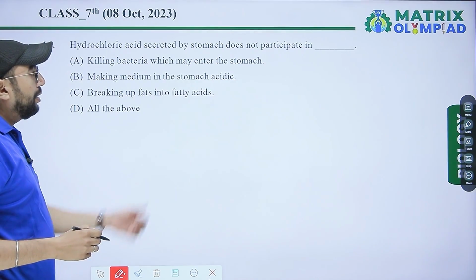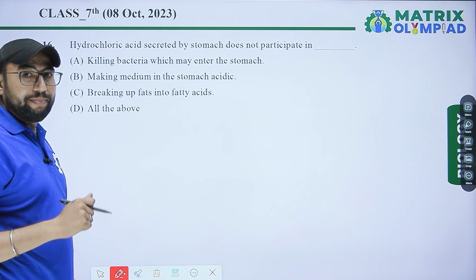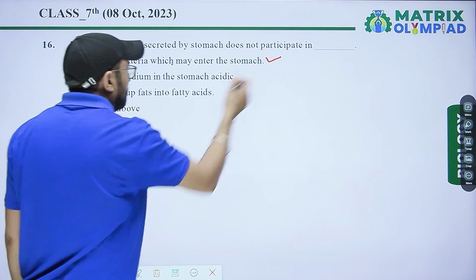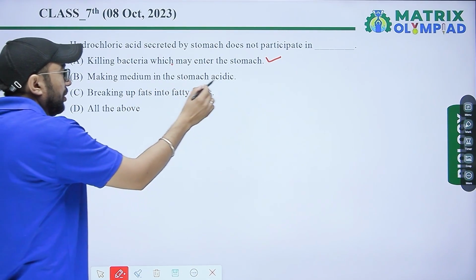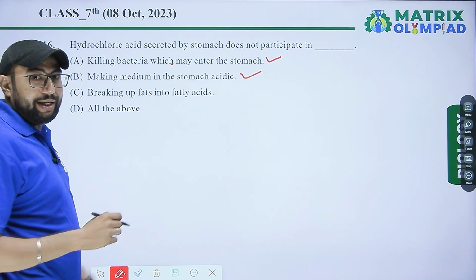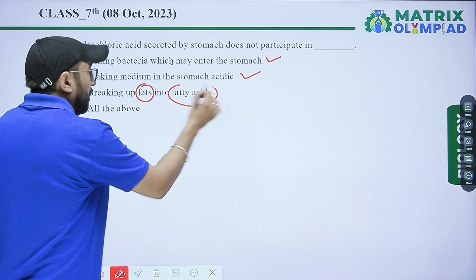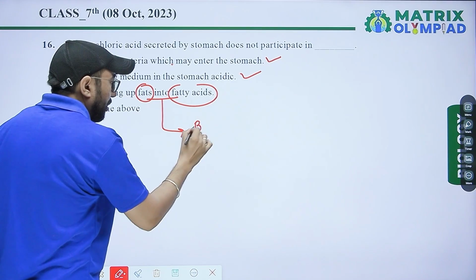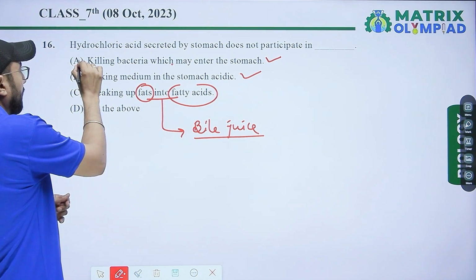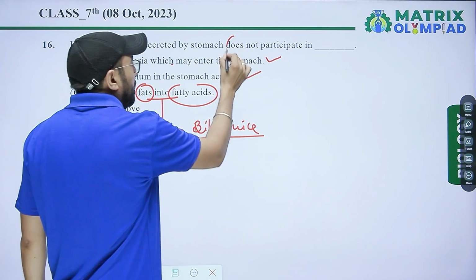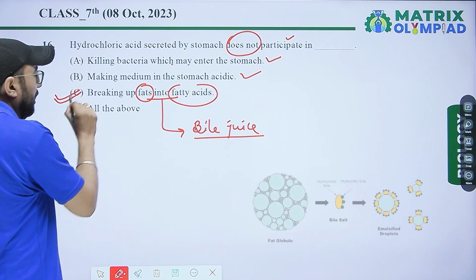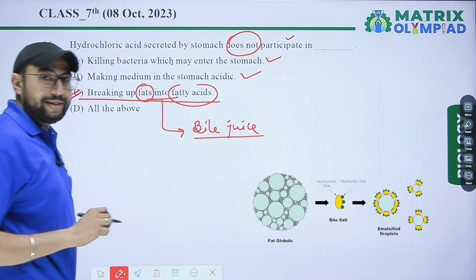Hydrochloric acid HCl secreted by stomach does not participate in. Option 1, killing bacteria which may enter the stomach. That is right. Making the medium in the stomach acidic. That is also right. Breaking up fat into fatty acid. This is the work of bile juice. So options A and B are right, but the question says does not participate. So, according to the question, our right answer is option C, breaking up fat into fatty acid.